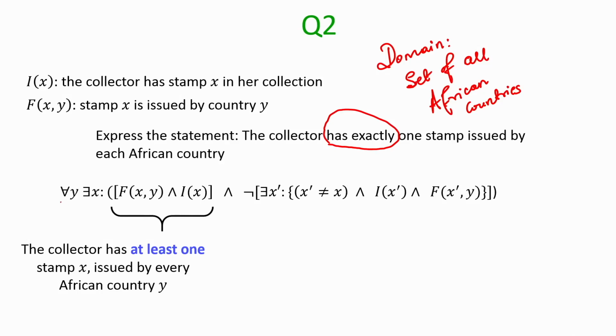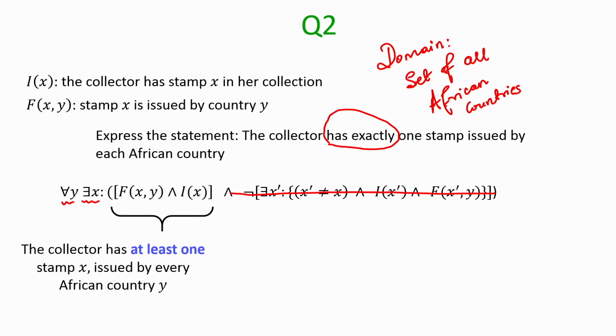So, this expression means that for every African country Y, there is at least one stamp X such that the stamp X was issued by that country Y and the collector has that stamp X. For the moment, forget about what is there in the remaining part of the expression, just focus on this part of the expression. But this is not what we want to represent, because I can't stop with this expression, because this expression also means that there might be multiple X values for the same country Y, where those other X stamps are also issued by the same country Y and the collector has those other X stamps in her collection. That is not what we want to represent.